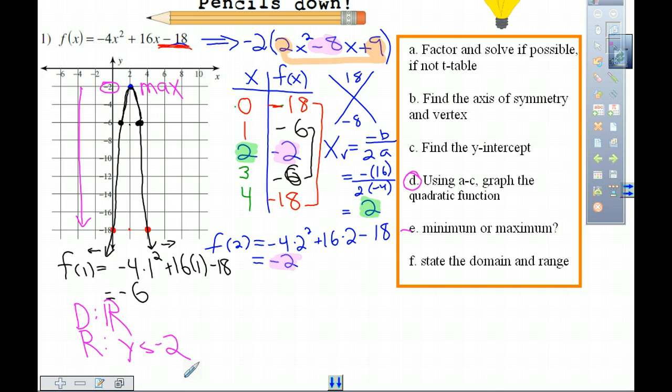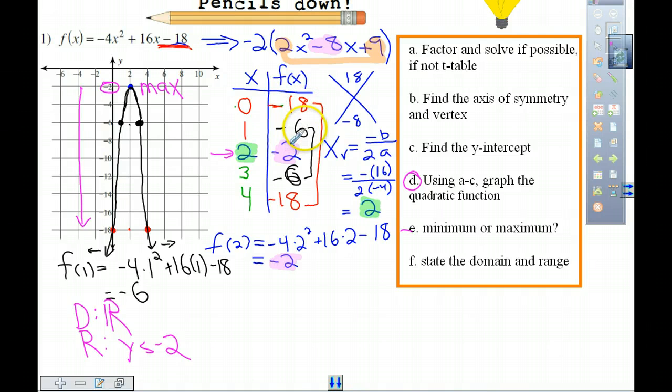All right. So very similar to last night, it's just that you're not going to be able to factor and solve. So instead, you go to a table. How do you make the table? Put the vertex in the middle, pick a few points less than the vertex, and a few points more. So you get points on either side. And then you should see the symmetry in the graph here and in the table here.